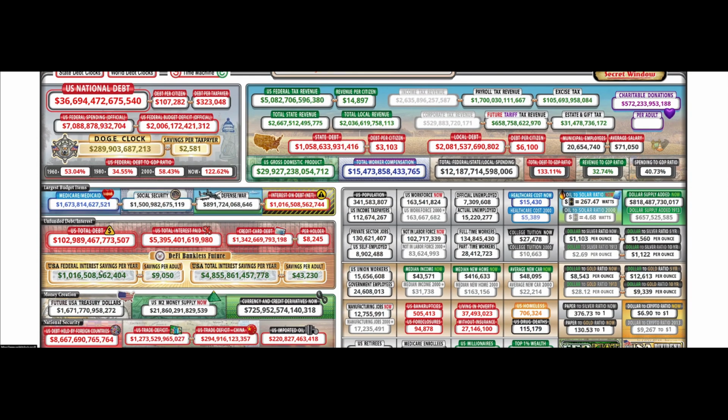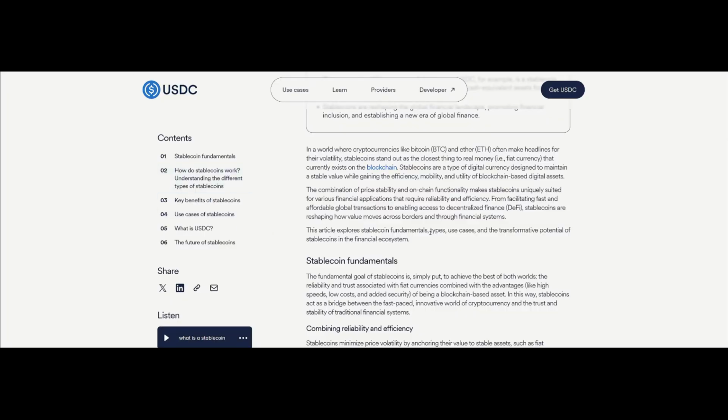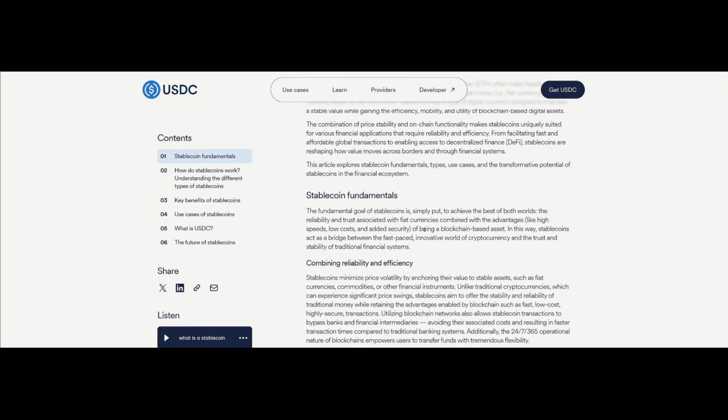DeFi's bankless future, decentralized finance, right? They're telling you what's coming. They put it on their debt clock. You don't have to guess. They're telling you. You don't need to take my word for it. That's why I've got all the stuff open so you all can see what's happening and make your own decisions.